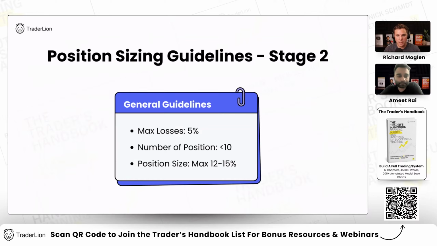Stage 2 traders, again, max stop loss recommendations, guidelines, about 5%, number of positions less than 10, and position sizing, you can increase that a little bit, 12 to 15%. And then stage 3 and above, you can get a little bit higher. But again, you have to earn the right. You build up to this.